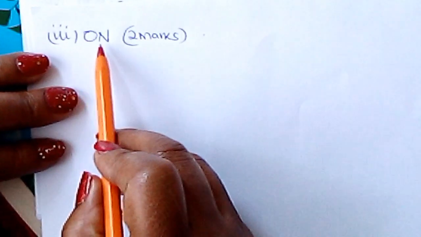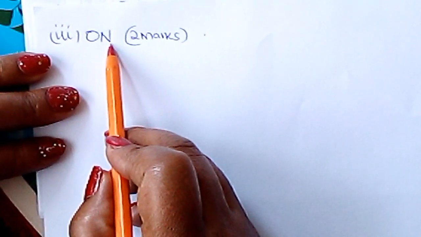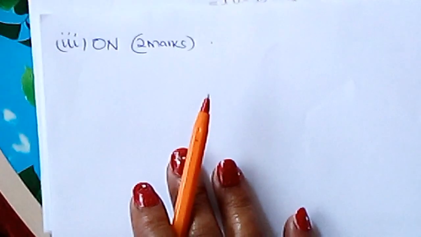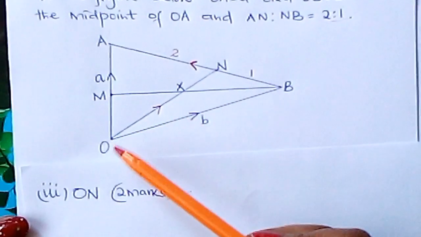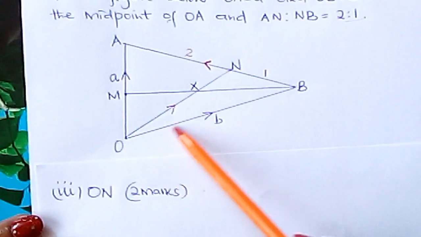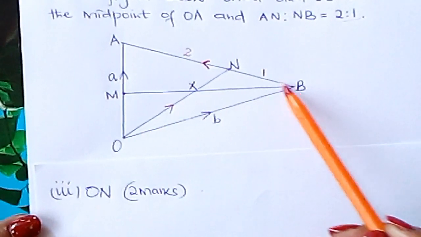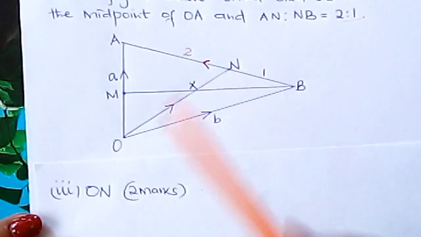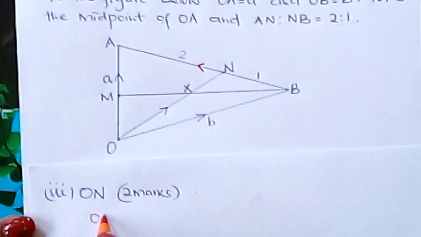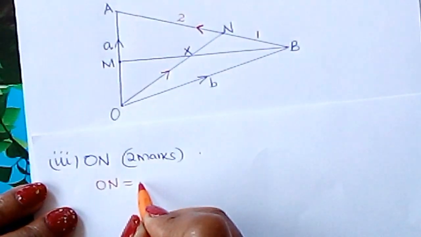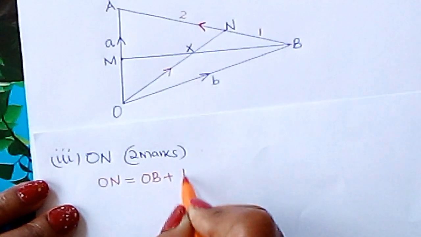What is vector ON, learner? Vector ON in terms of A and B. We go to our diagram here, learner. Look at this, our diagram. Vector ON is the same as OB plus BN. So you come and say ON is equal to OB plus BN.